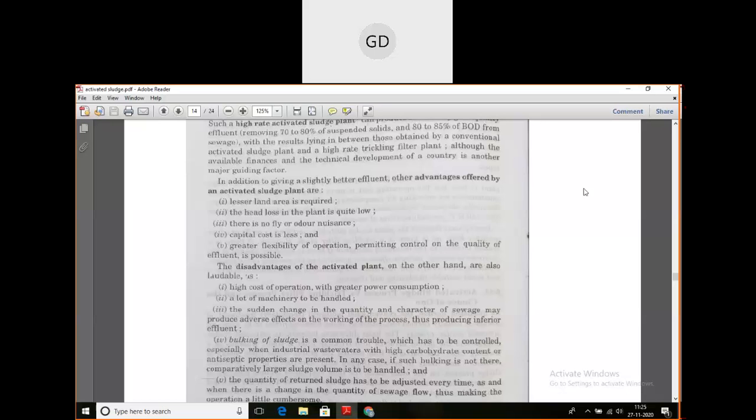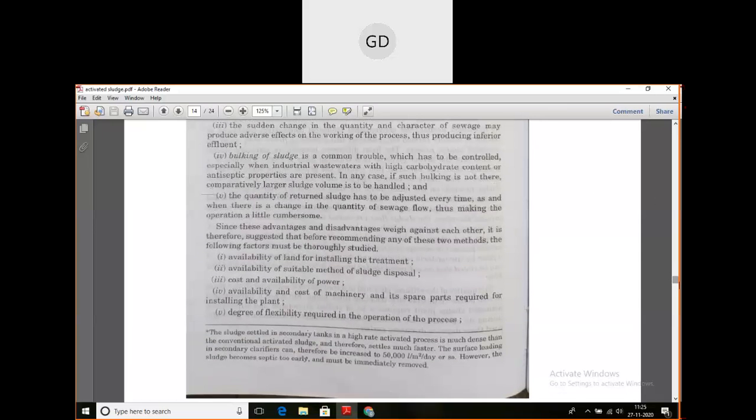So the sudden change, like in the activated sludge plant, what happens? You have seen the process. So there is a sudden change in the quantity and the character of the sewage. It may give some adverse effects on the working of the process, thus producing inferior effluent. So the effluent will not be good if it produces some adverse effects.